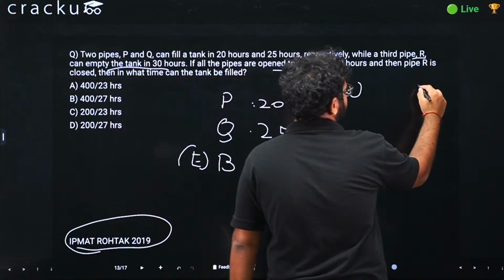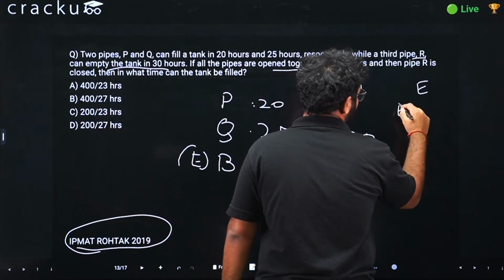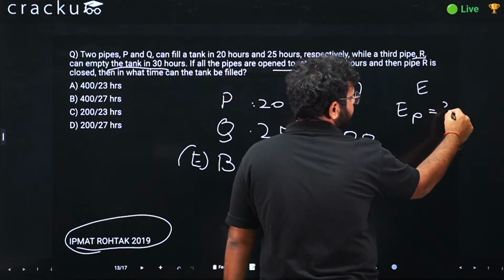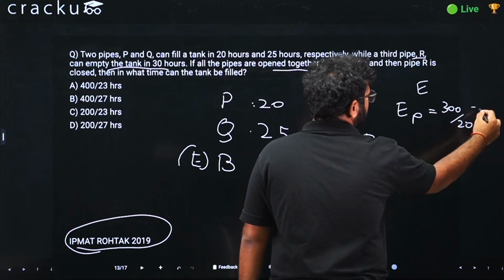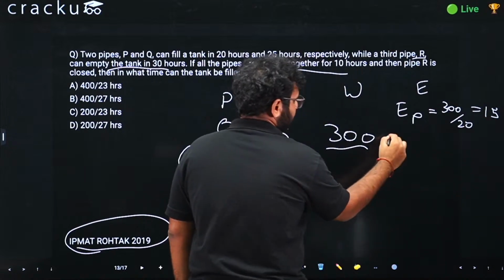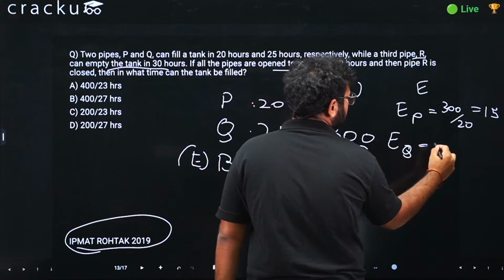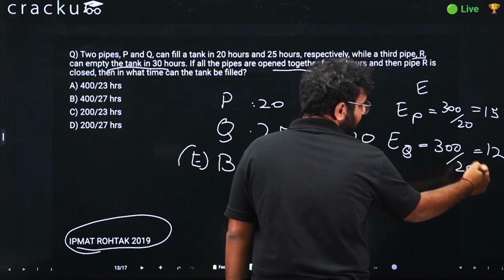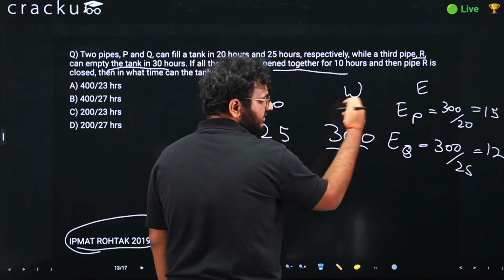Now efficiency would be what? So efficiency of P would be 300 by 20, which is equal to 15. Now efficiency of Q would be 300 by 25, which is equal to 12, because 100 by 25 is 4, and 4 3s are 12.